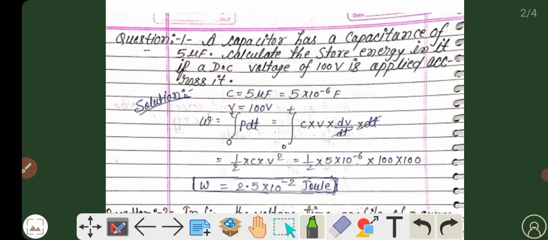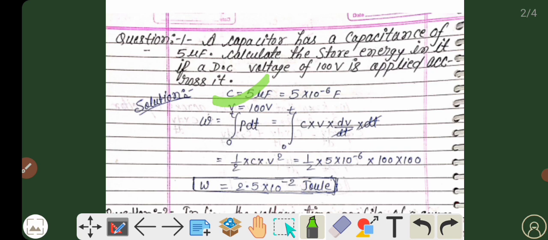is applied across it. Now my dear friends, first of all we will write the given data. In the question, the value of capacitance is given, and that is equal to 5 microfarad. And as we know, for the conversion of microfarad into farad, we have to multiply by 10 to the power minus 6. Now the value of voltage given is 100 volt.